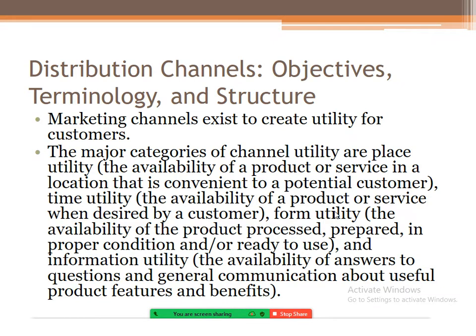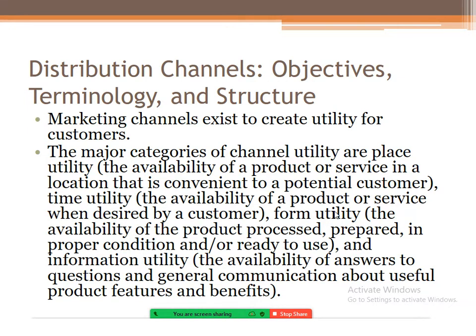Marketing channel exists to create the utilities for the customers. The major categories of the channel utilities are: first is place utility, then time utility, and information utility. Place utility is the availability of product or service in a location that is convenient to the potential customer. Then time utility is the availability of product and service when desired by a customer. Whenever the customer requires that product or service, it should be available at the same time. That is time utility.